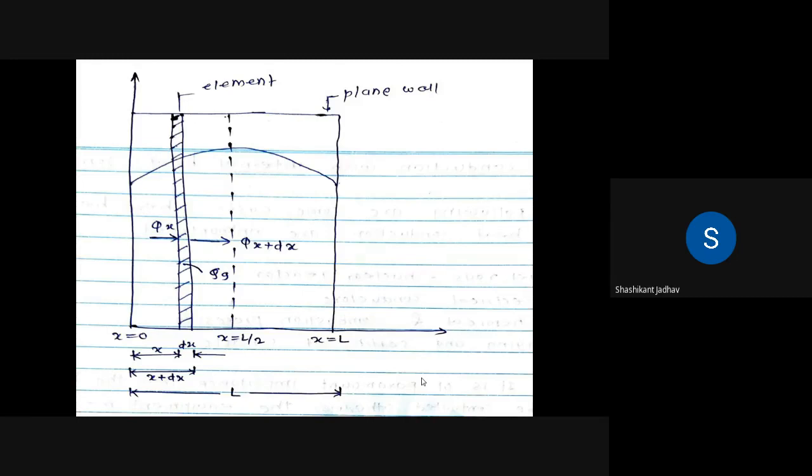All of you draw this diagram. Whatever information regarding this plane wall, we have already written. थिकनेस किती असणार आहे, L असणार आहे. थर्मल कंडक्टिव्हिटी किती असणार आहे, K असणार आहे. वॉल टेम्परेचर काय असणार आहे, left hand surface temperature is T1, right hand temperature is T2. So the information related to this plane wall has already been written.